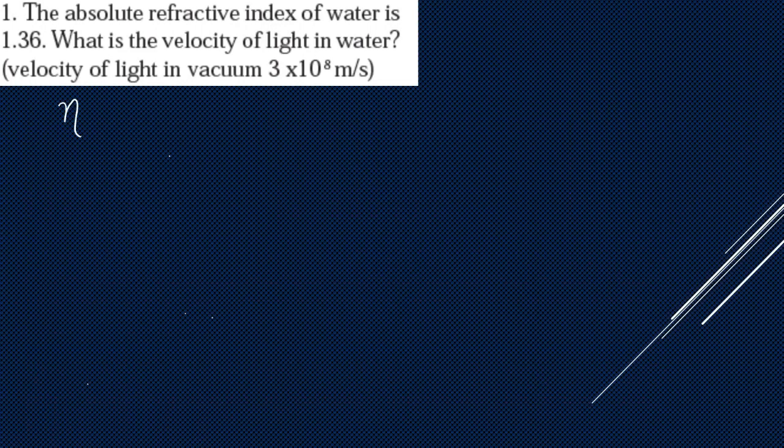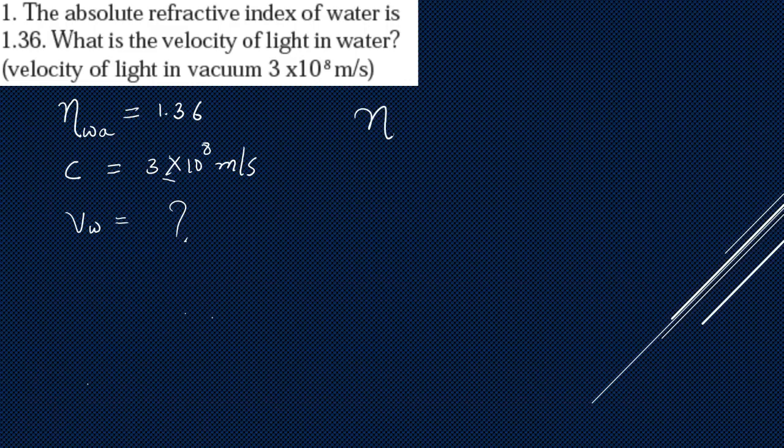Absolute refractive index of water, that means it is always with respect to air or vacuum, right? So we will write what is given, 1.36. It's given velocity of light in vacuum, so C is 3 into 10 to the power 8 meter per second. What is to be found? We have to find the velocity of light in water. Now, according to our formula, we know refractive index of water with respect to vacuum will always be velocity of light in vacuum upon velocity of light in water.